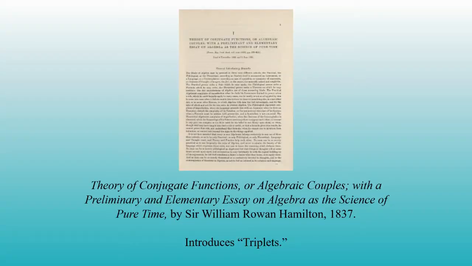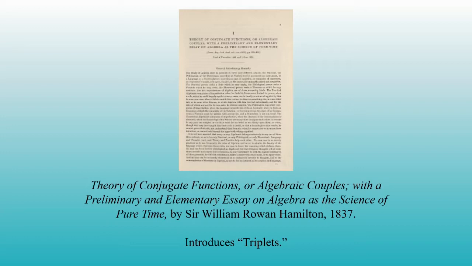Hamilton's first paper on complex numbers and triplets appeared in 1837, some 6 years after Gauss's memoir. It bears the long and unwieldy title, Theory of Conjugate Functions or Algebraic Couples, with a preliminary and elementary essay on algebra as the science of pure time. In it, he argues that the use of complex triplets instead of couplets was required to bring this to fruition. As the title suggests, the primary focus of the paper was metaphysical. No one bought into this, even at the time.